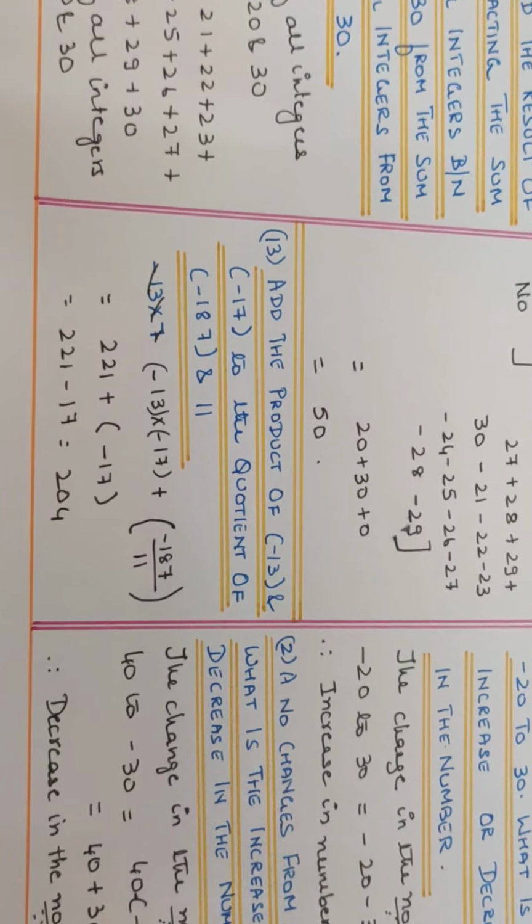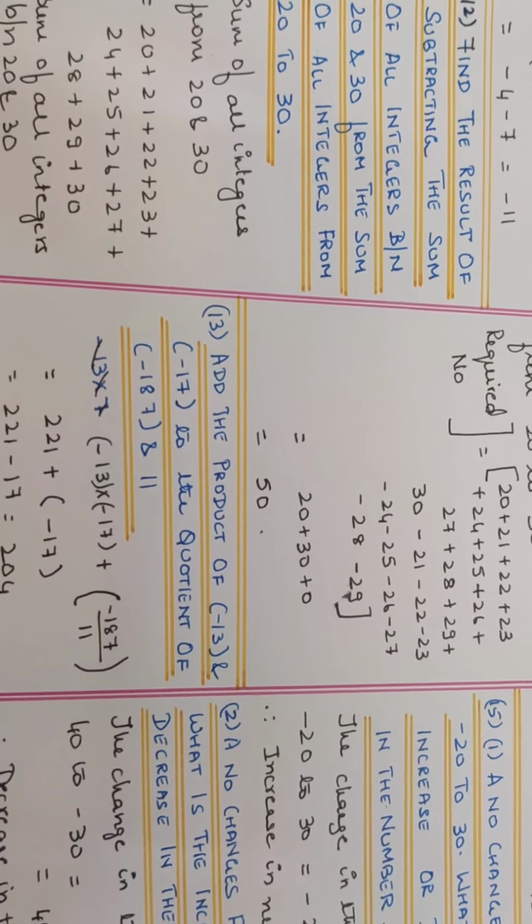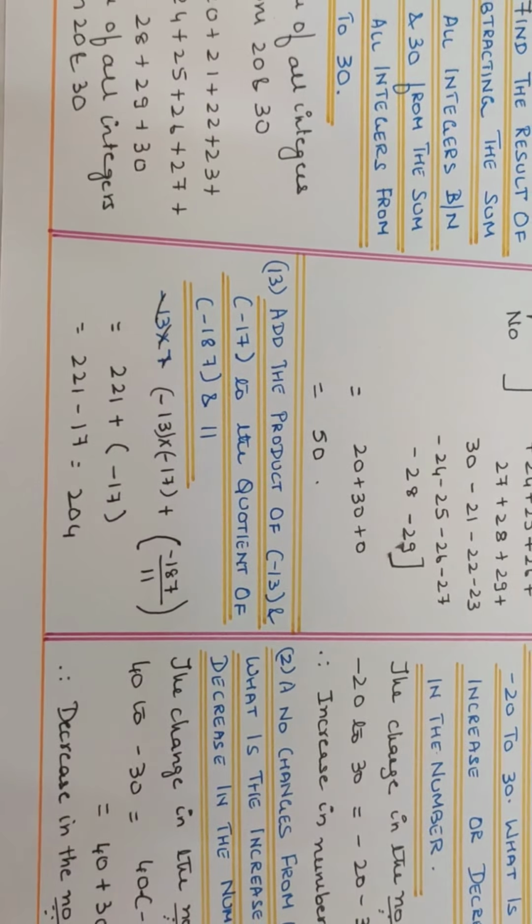Alright kids, this is all about your exercise 1D, and we end chapter 1 on integers from the Selina Concise Mathematics book. Please go through my video.